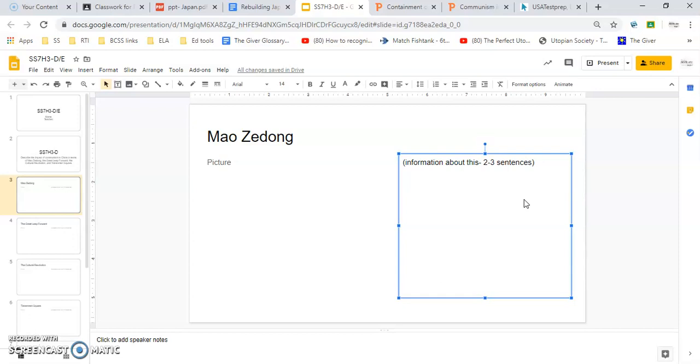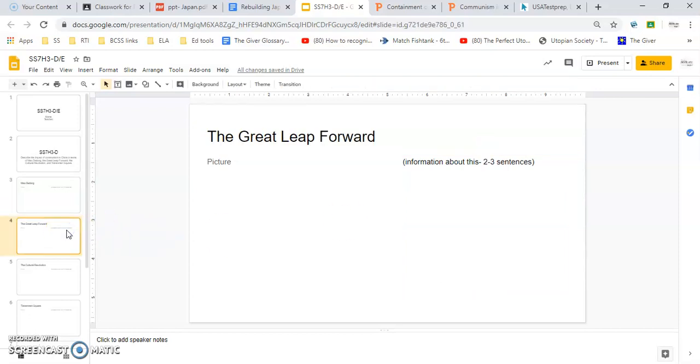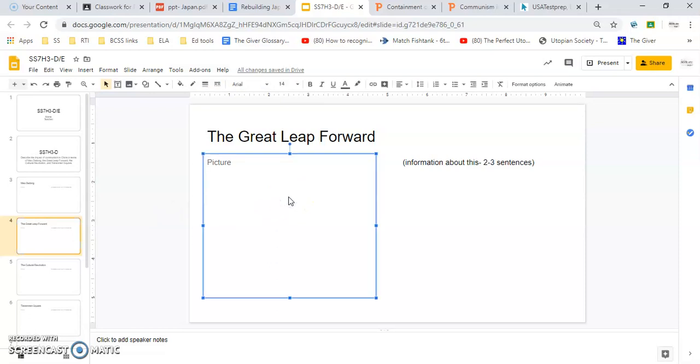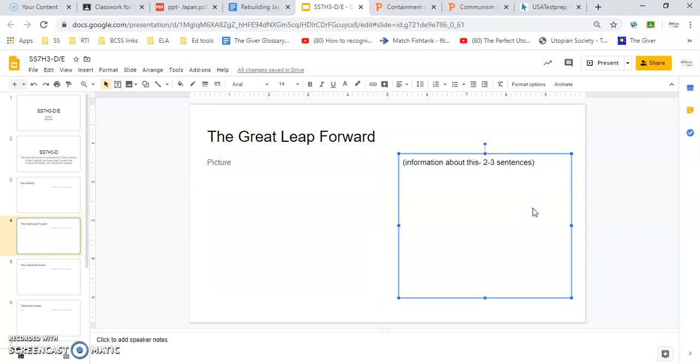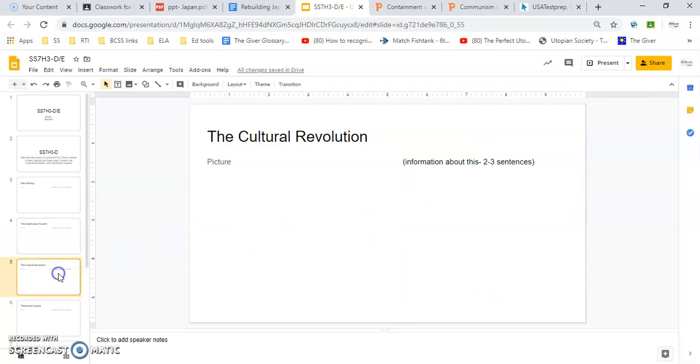We don't want all of this information, because we want to make sure you know the basics and the important facts, not everything. Okay? Then we have the Great Leap Forward. Again, a picture that is appropriate for the Great Leap Forward. 2 to 3 sentences. And yes, the sentences have to be in your own words, but make them the most important thing about the Great Leap Forward. You will have the same thing with the Cultural Revolution, Tiananmen Square. All of those have to do with the impact of communism on China.